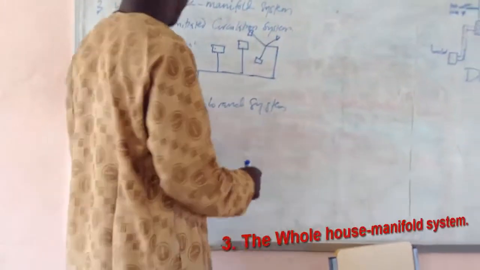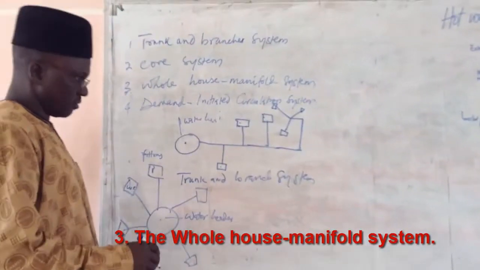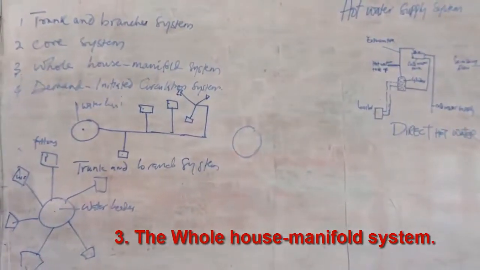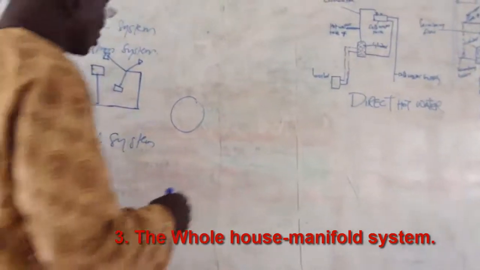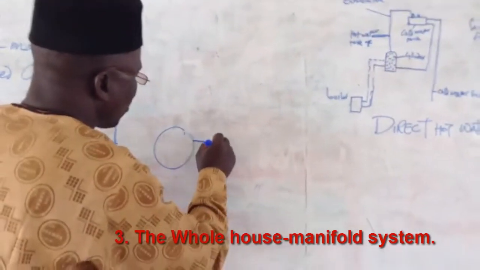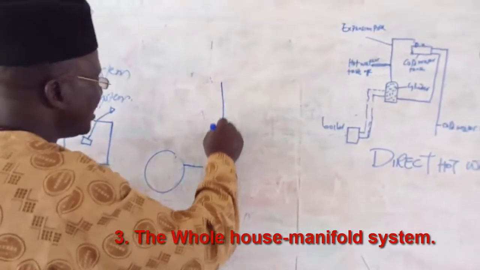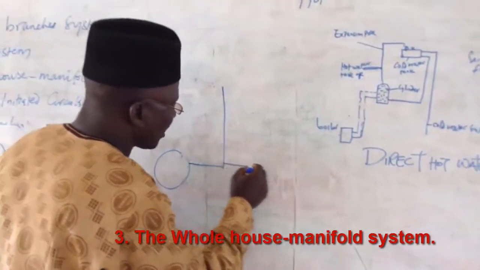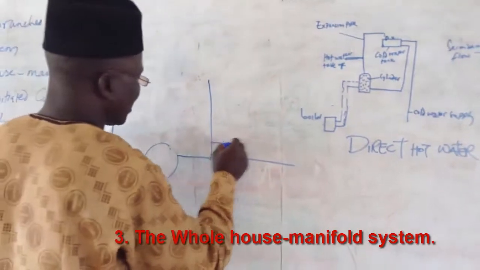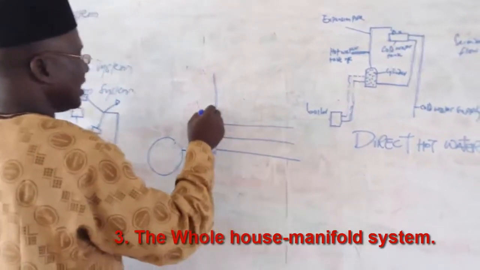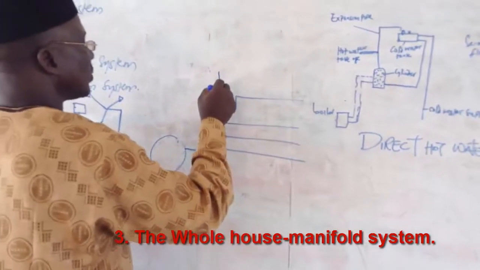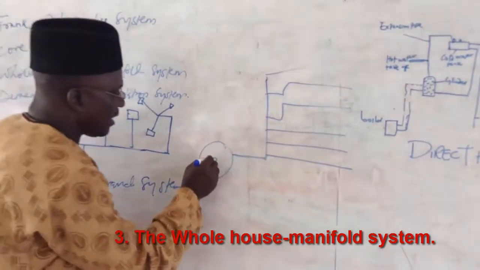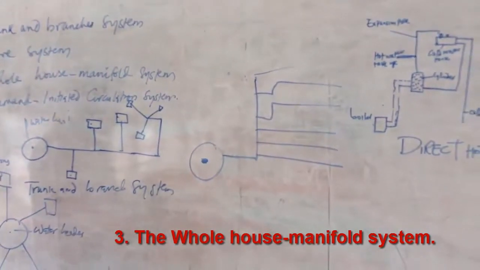The other one we have is the whole house manifold. The whole house manifold also has a central heater here. What it does is that it has what is called the manifold. The manifold goes this way and goes this way. From the manifold, it can distribute this, this, this, and can go this way and go this way. Sometimes they call it a parallel water distribution system.